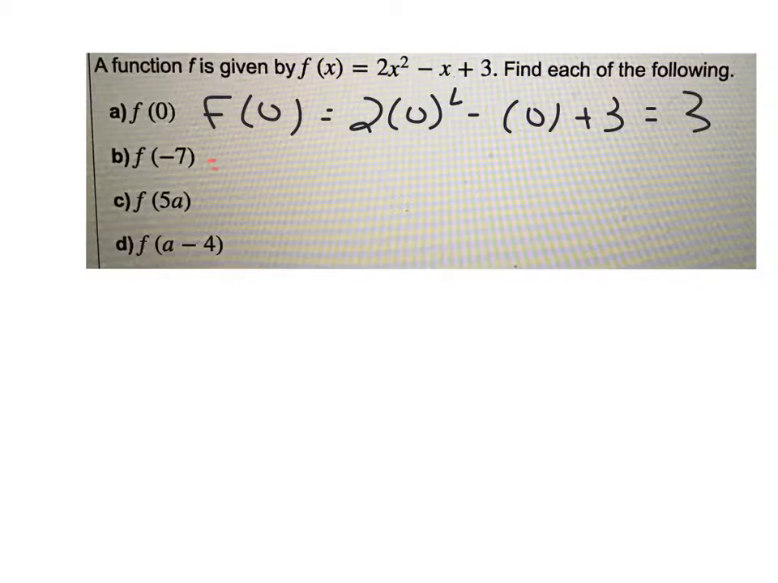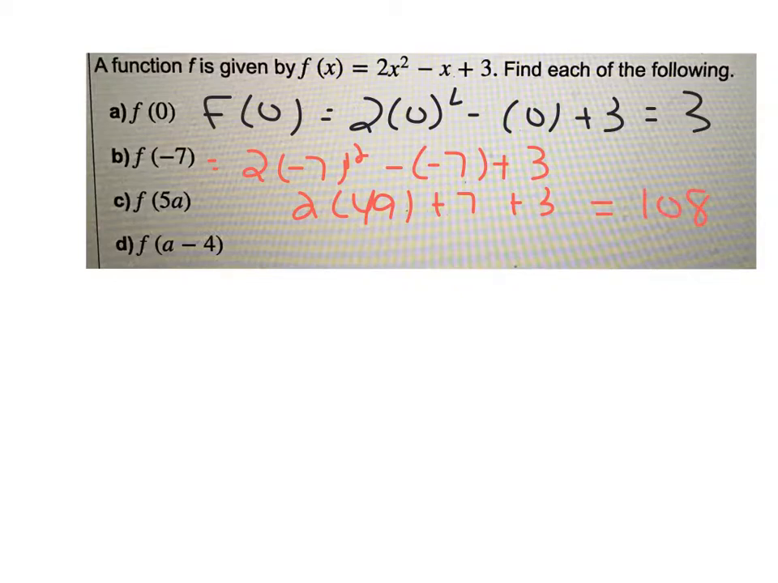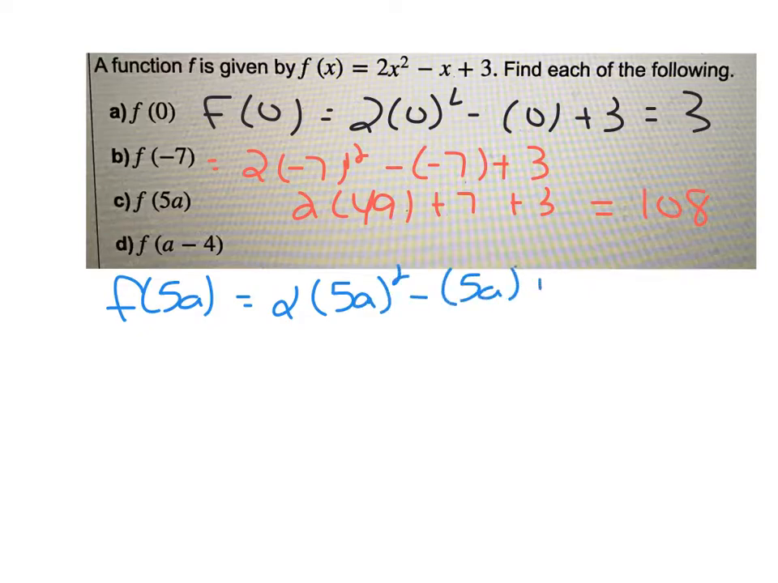The second one says f of -7. I'm going to put a -7 everywhere that I see an x like this. And you got to work all that out. So it's really 2 times 49 and plus 7, because of minus, plus 3. That'd be 98 plus 7 is 105 plus 3 is 108 for that one. Part C says f of 5a, which means I'm going to plug 5a in everywhere I see an x. So I'm going to put 5a squared minus 5a plus 3.